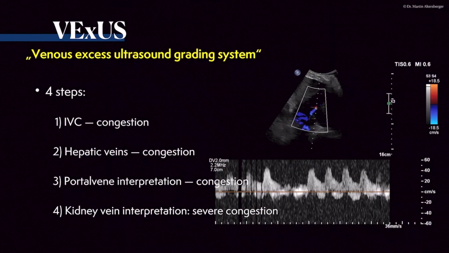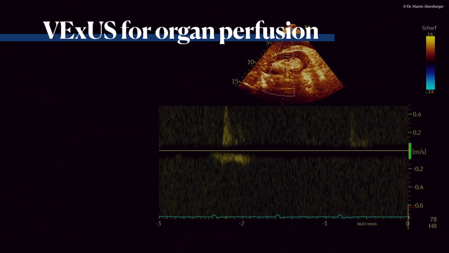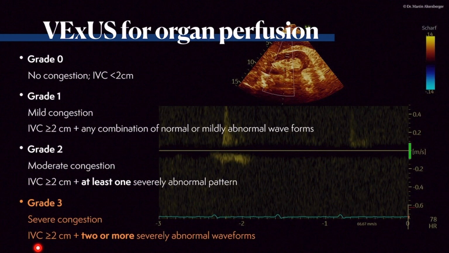So continuing with our patient, we have a severely congested patient, actually VExUS grade 3 severe congestion present. To summarize again, here you have the various grades. We have definitely 2 severely abnormal waveforms. We have the clinical findings of this patient. So this patient is severely congested.